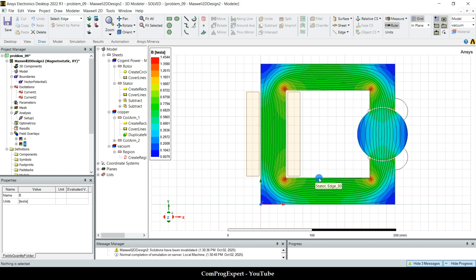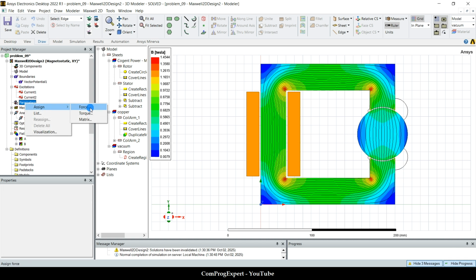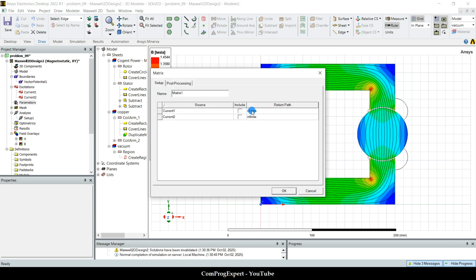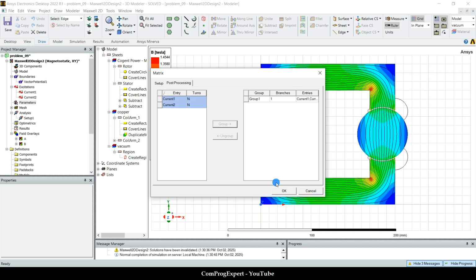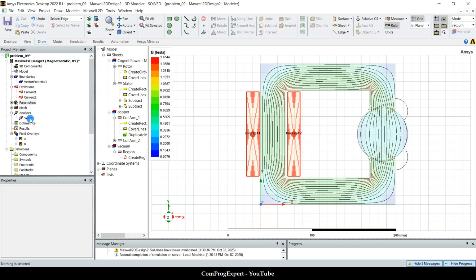How much is the value of the coil inductance in this case? If I define this parameter, the matrix, let's include these two, the number of turns n, we can calculate the coil inductance. Okay, so here you can visualize the value.